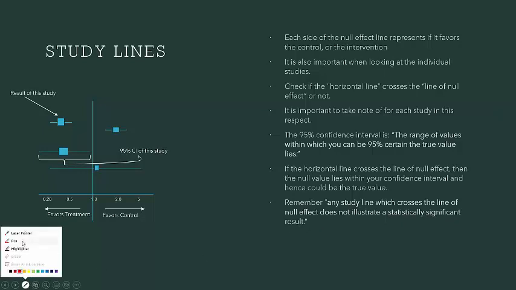Usually in the exam, a question is asked about those studies which cross the line, and then it is asked what it represents. They have crossed the line, so we answer that it does not have any statistically significant result, or it is not statistically significant.